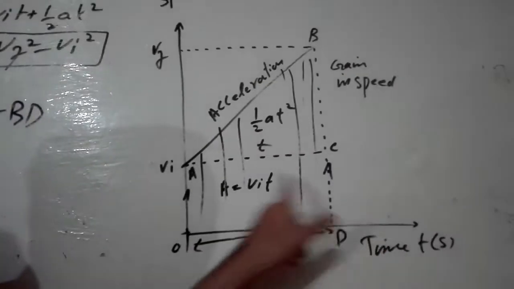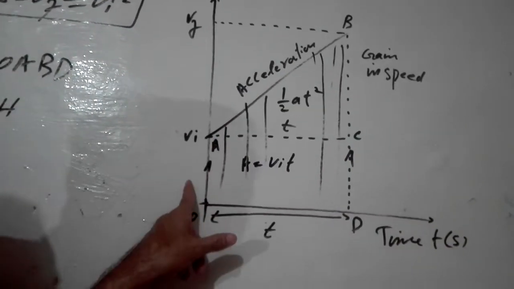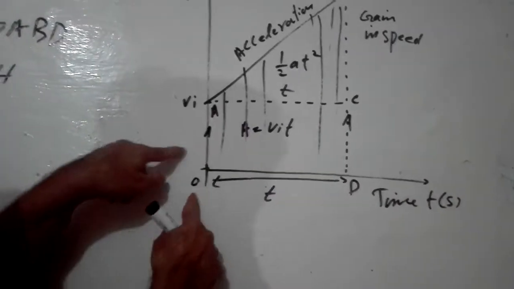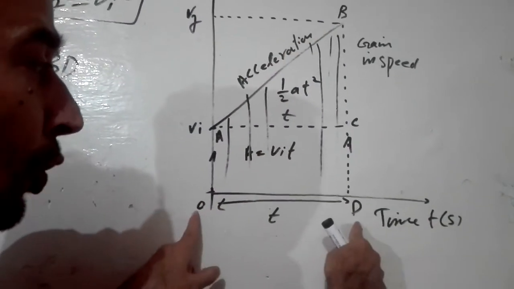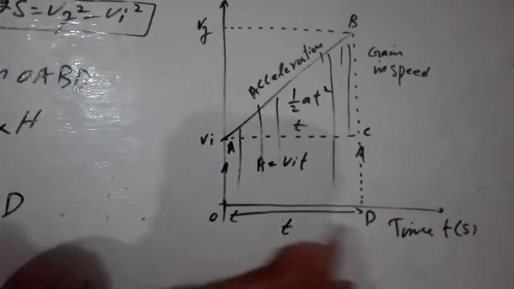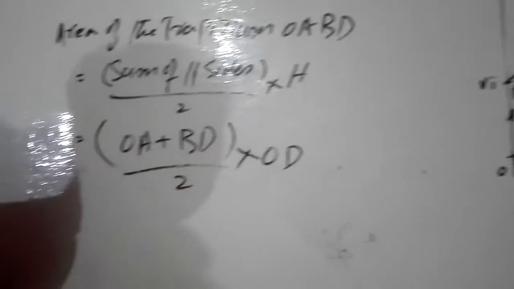Okay, one thing I want to explain. Always remember, in a trapezium, in the parallel sides, you can't find the height. You can't say that OA is the height. You can't say that BD is the height. Height is another side, that is OD. AB is not the height. Height is always in a straight line. So OD is the height. So that's why here OD is the height.